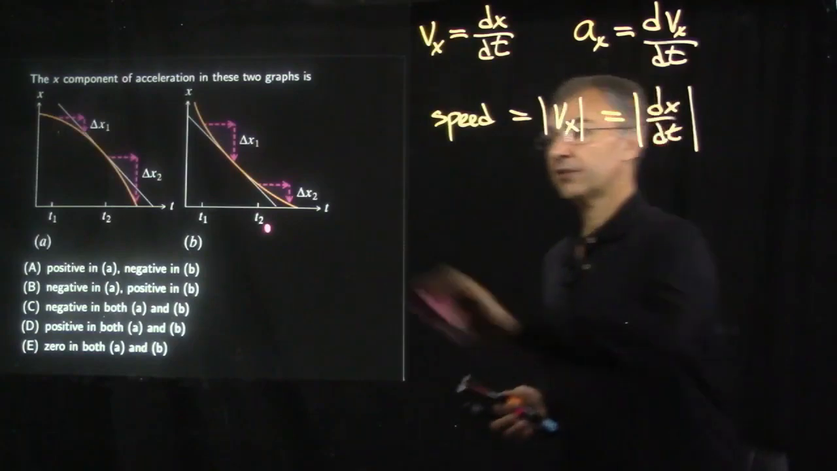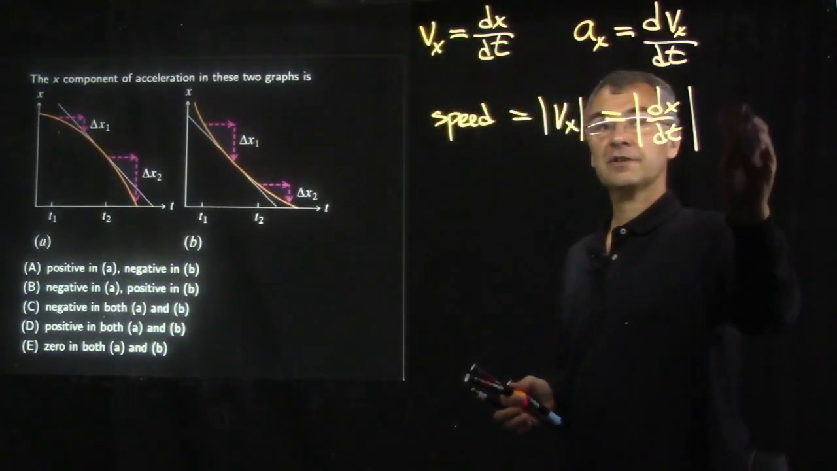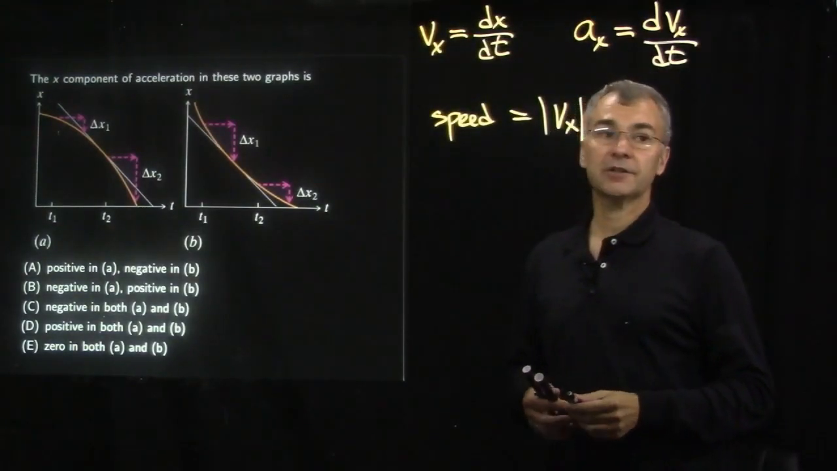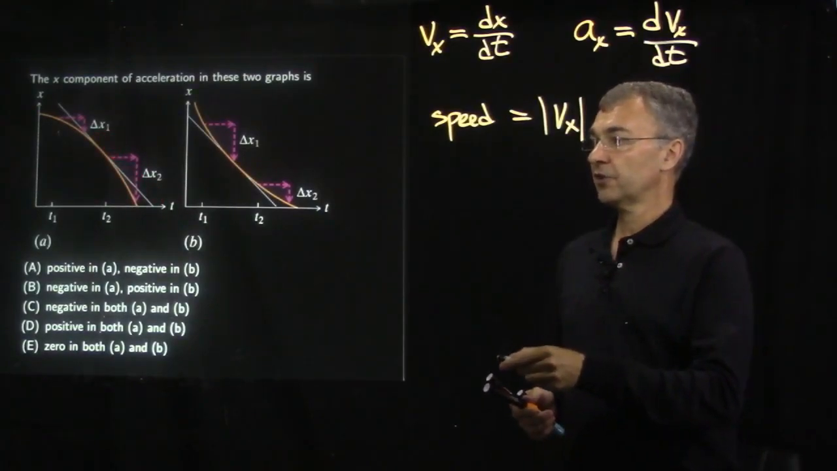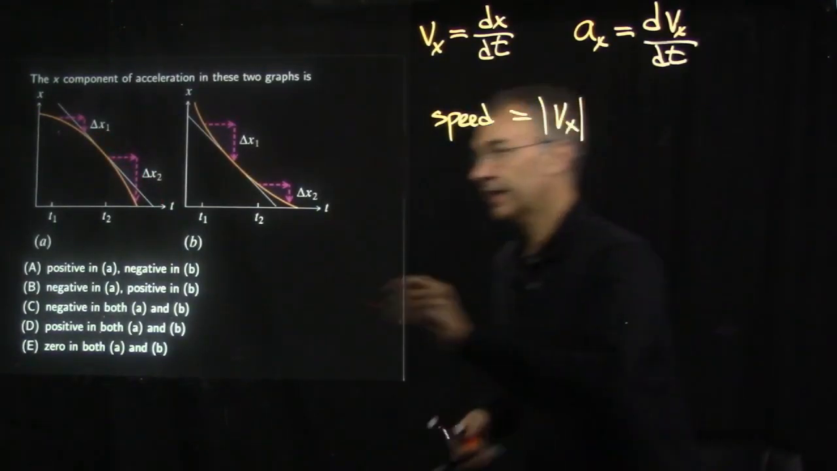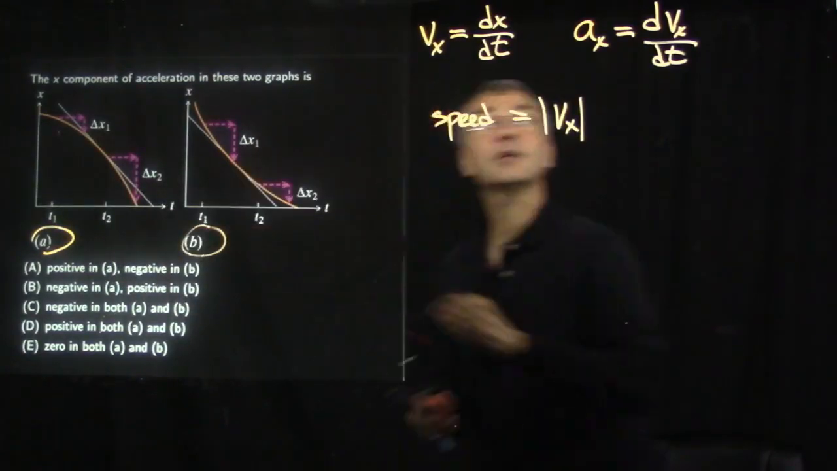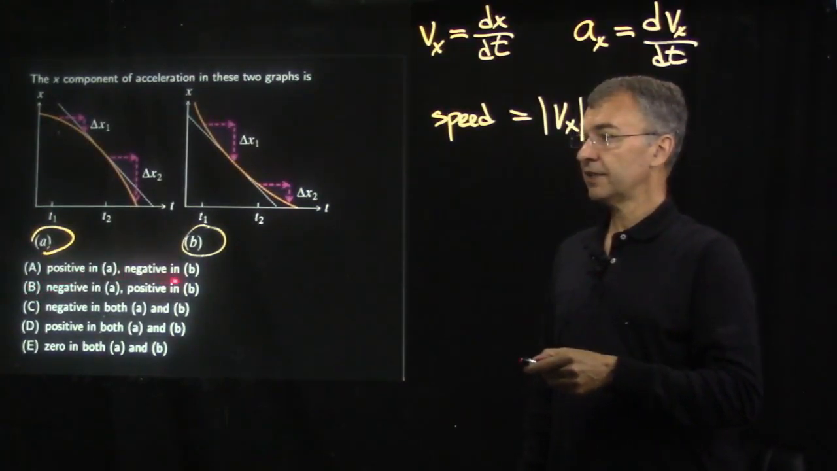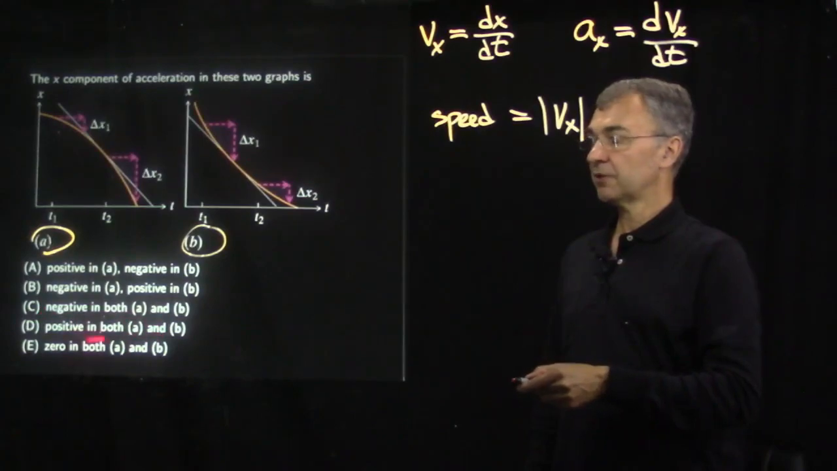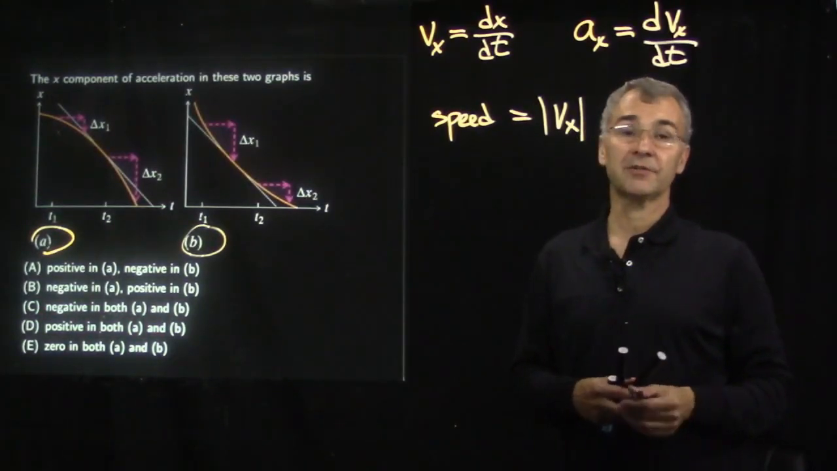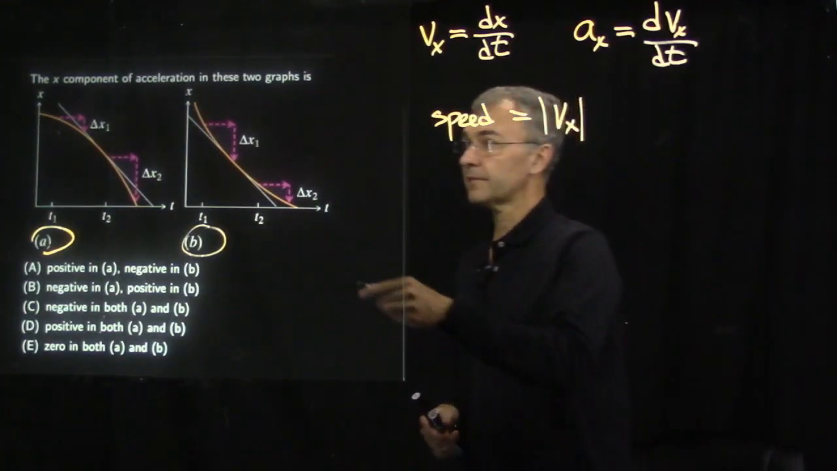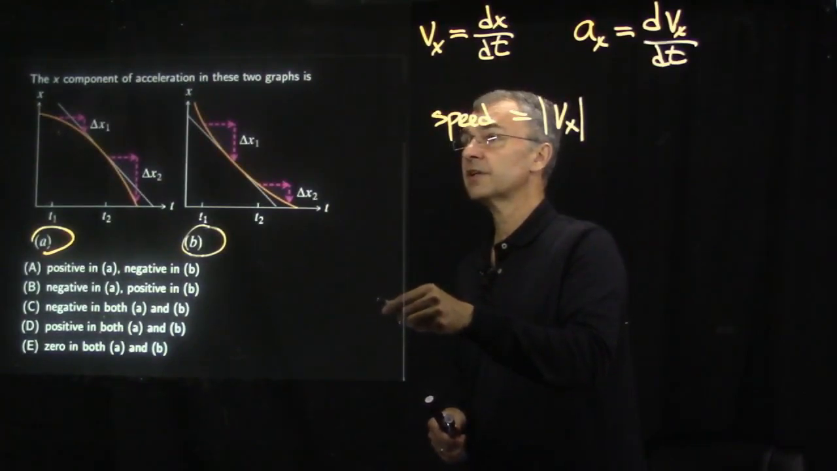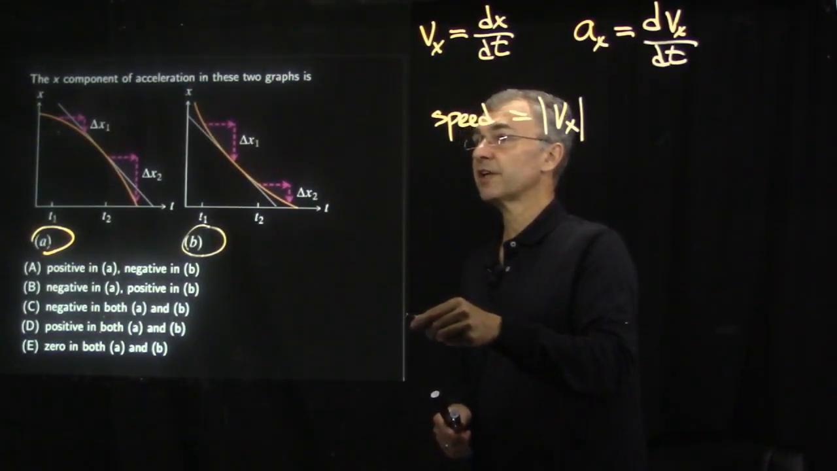Now, I guess we've given away a little bit of this answer. So is the x component of acceleration in these two graphs, here's graph A, and here's graph B, positive in A, negative in B, negative in A, positive in B? Okay, let's figure out the sign of the acceleration in each graph. So it seems like, and I guess it's for the whole graph. It doesn't say at time t2.